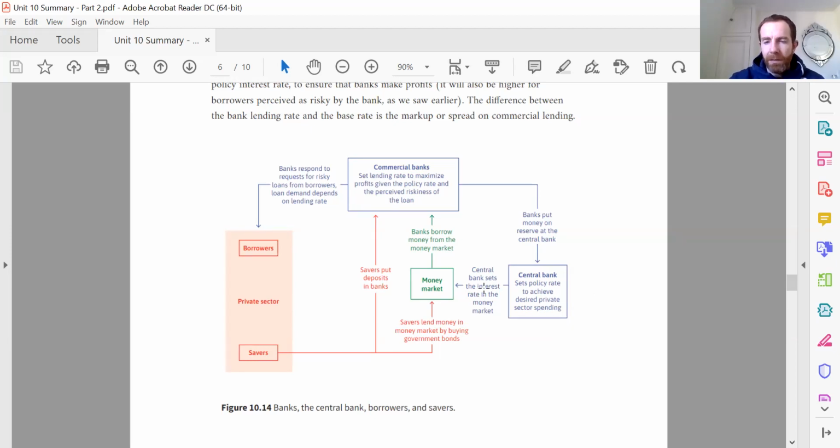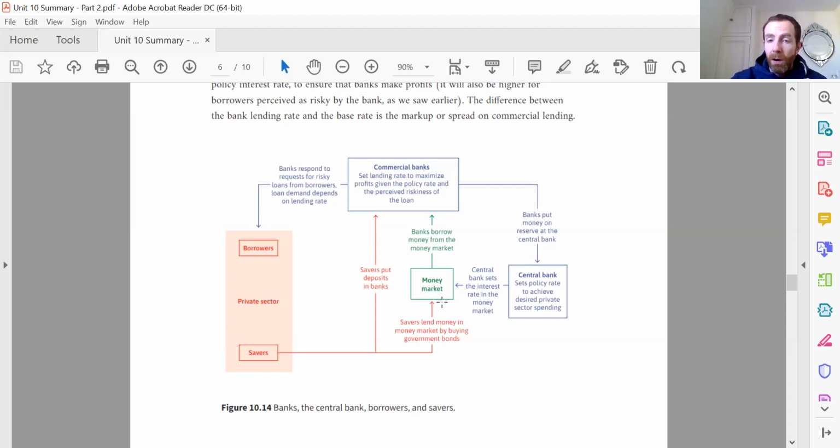And that determines the rate in the money market. Also, commercial banks can go to the central bank to access reserves that they might have. And then looking at the money market, commercial banks can also borrow money from that, as well as maybe getting reserves from the central bank.